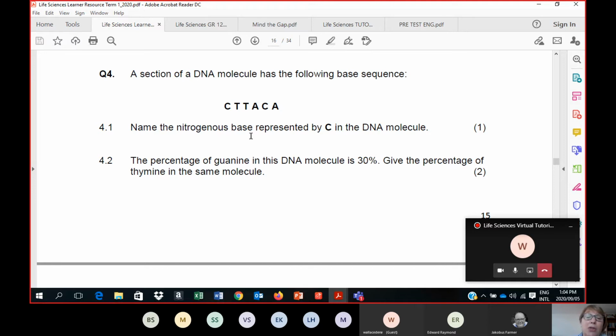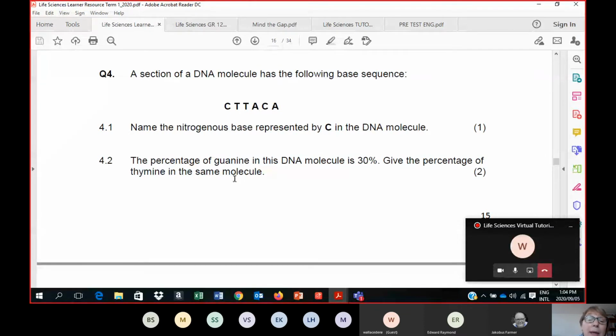Name the nitrogenous base represented by C in the DNA molecule. Well, that's a nice, easy question because we know that C stands for cytosine. Now, here's a little bit more difficult question. It says the percentage of guanine in this DNA molecule is 30%. Give the percentage of thymine in the same molecule.